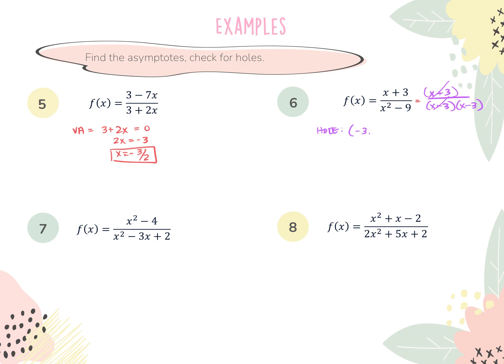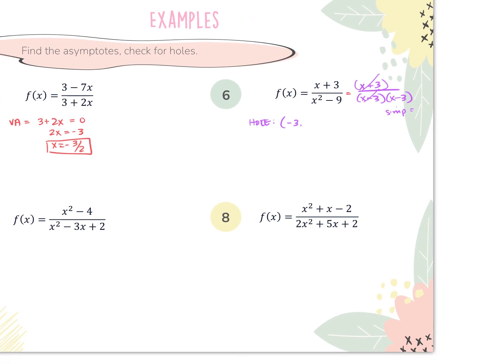And so what I'm going to do is, I know that I have a simplified version of this equation. Let me actually do it on the side. The simplified version is going to be 1 over x minus 3. So this is my simplified version, and I'm going to use this for the hole. I'm going to take the negative 3 and plug it in here, and I'm going to get 1 over negative 6. And I know that negative 1/6 then is the y value of my hole. So I have the hole of my graph right there.